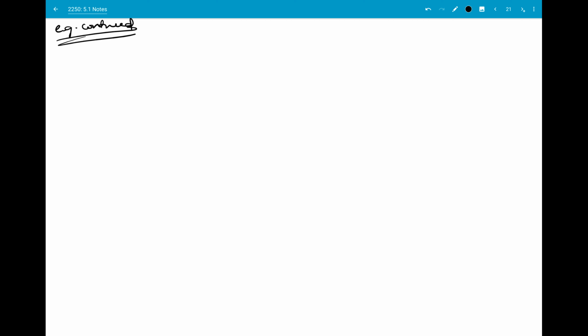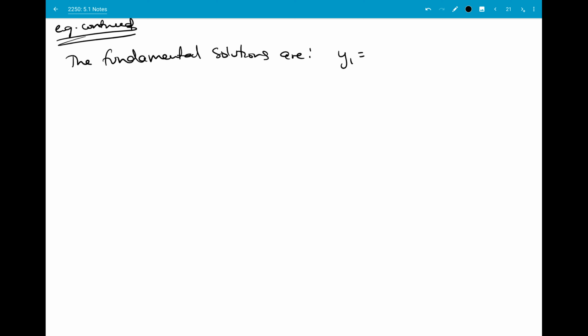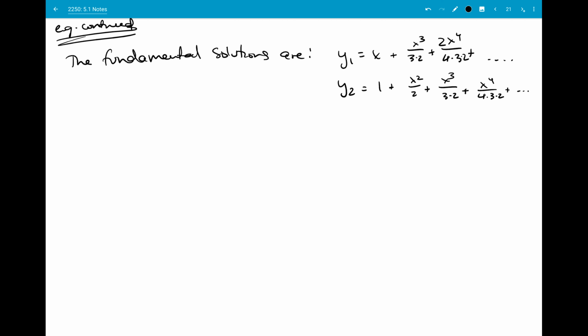So let's just write out the solution real quick. The fundamental solutions are going to be y1 equal to everything attached to C1 and y2 equal to everything attached to C0. What that's going to be is that y1 will be like x plus x cubed over 3 times 2 plus x to the 4th over 4 times 3, so on and so forth. And y2 will be like 1 plus x squared over 2 plus x cubed over 3 times 2 plus x to the 4th over 4 times 3 times 2, so on and so forth. It could actually be like a 2x to the 4th over 4 times 3 times 2 if you wanted. And y equal to c1 y1 plus c2 y2.